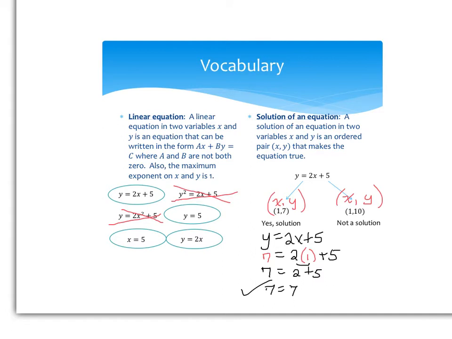So if I get true equality here, 7 equals 7, I know that the point (1, 7), that point location, is going to be right on top of that line graph. And it is a solution.